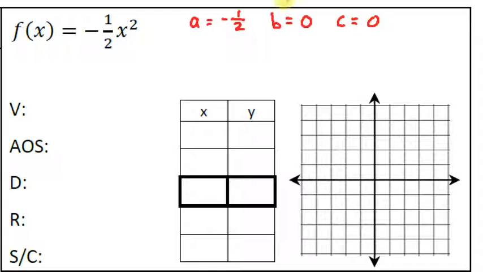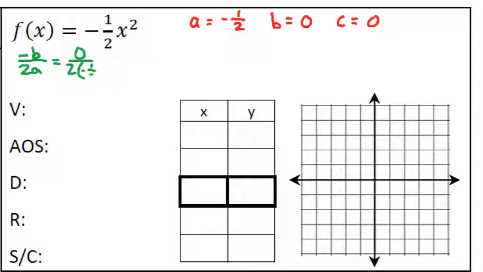What is the x value of the vertex? We're going to find that with negative b over 2 times a. Well, our b value is 0. That means the top of this fraction is going to be negative 0. I can just write 0. Negative 0 and 0 are the same thing. You know that. And then we've got 2 times, I'll put in parentheses, our a value, which is negative 1/2.